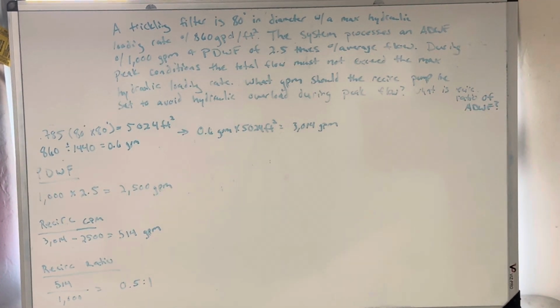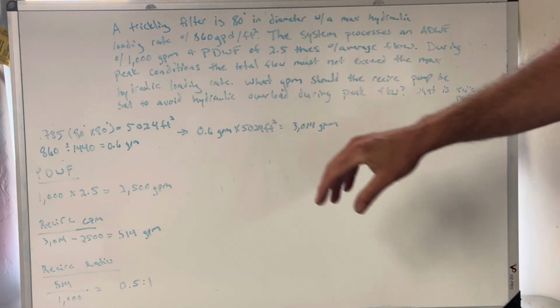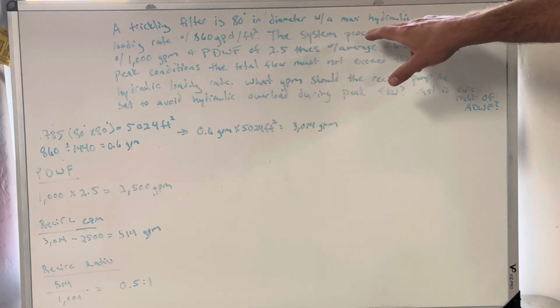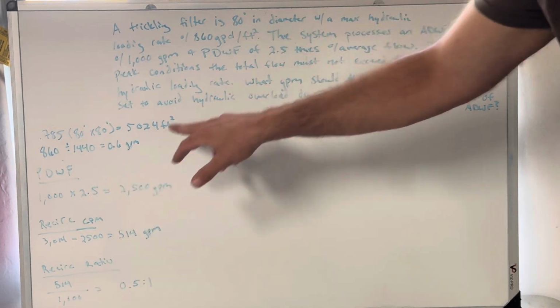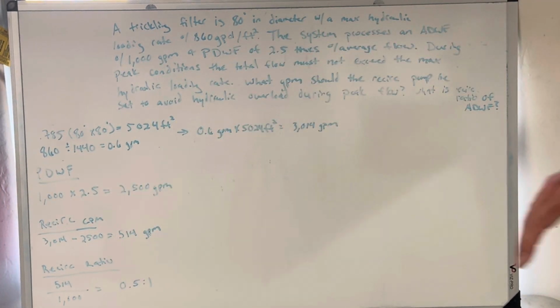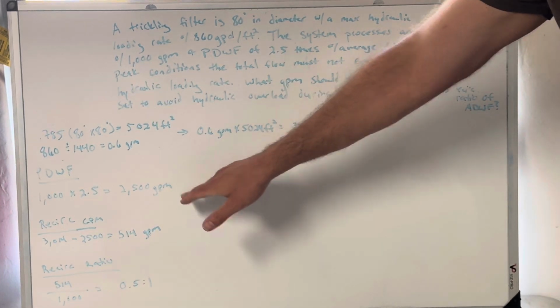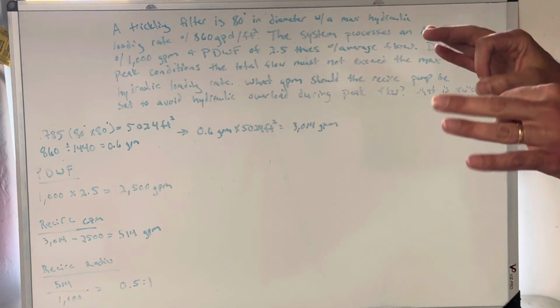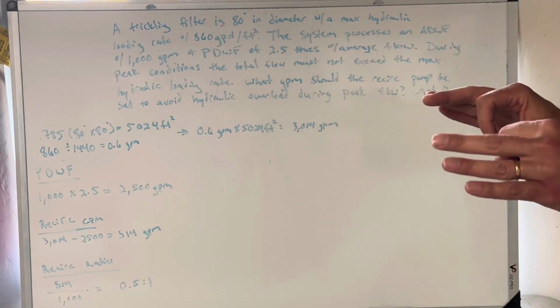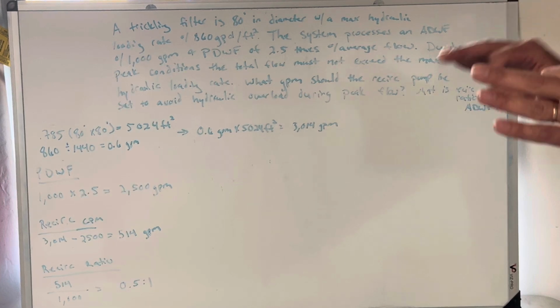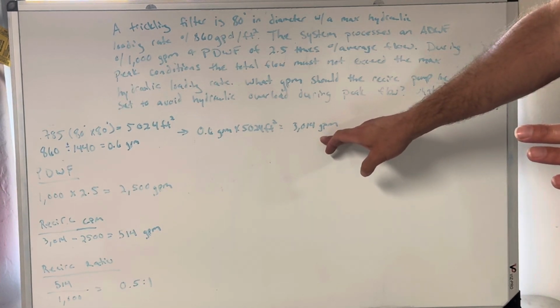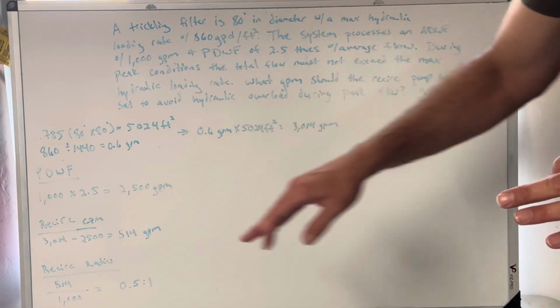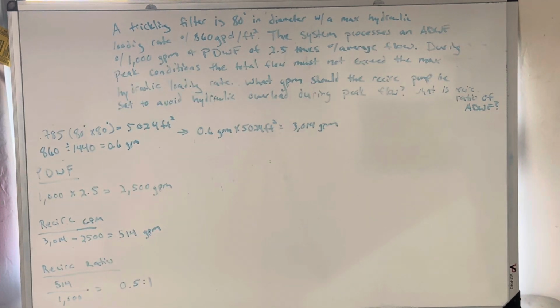Now, average dry weather flow, we're going to now figure out what peak dry weather flow is. That is 1,000 gallons per minute, my average dry weather flow, times 2.5 because that's peak dry weather flow. It's 2,500 gallons per minute that will be coming through the plant in peak times, okay? So I need to calibrate my recirculation pump to a point that it will not exceed 3,014 gallons per minute when added to the 2,500 gallons per minute, okay?